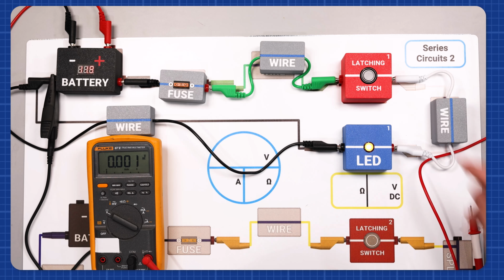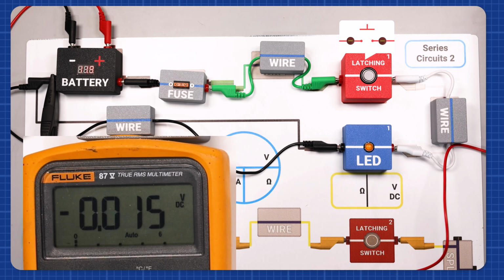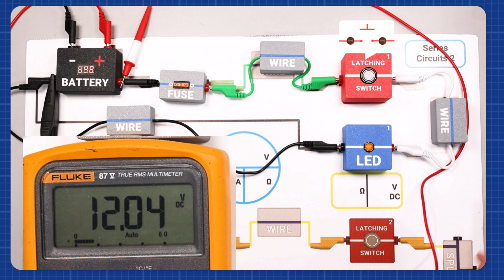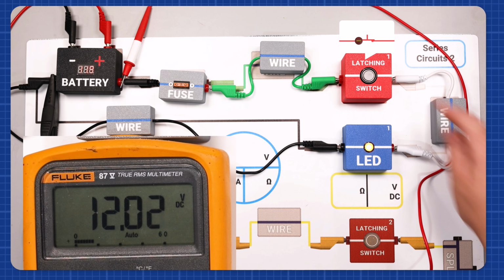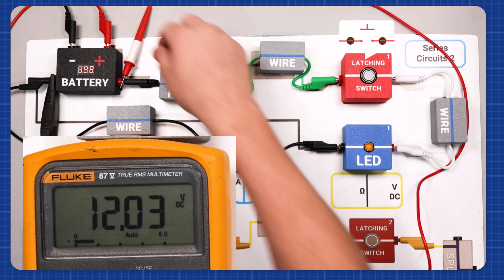Step 1. Measuring voltage at the battery terminals. With the switch open, we place the multimeter probes directly on the battery terminals. The voltage reads approximately 12 volts, showing that the battery maintains a potential difference even when the circuit is not complete. Now with the switch closed, we measure again at the battery terminals. The voltage still reads approximately 12 volts, as the battery is designed to supply a stable potential difference to the circuit.